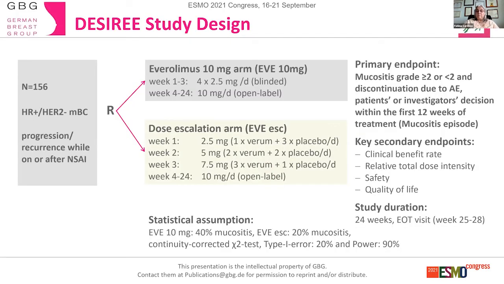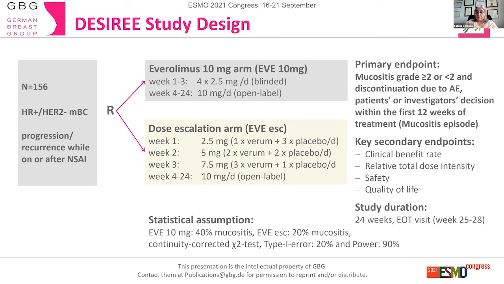Now, about this starting with a lower dose, we have a trial that looked into this option that some of us were already doing in clinical practice. This is a German trial that compared starting with a low dose and then increasing depending on the side effects, or starting with a dose that is approved, which is 10 milligrams.